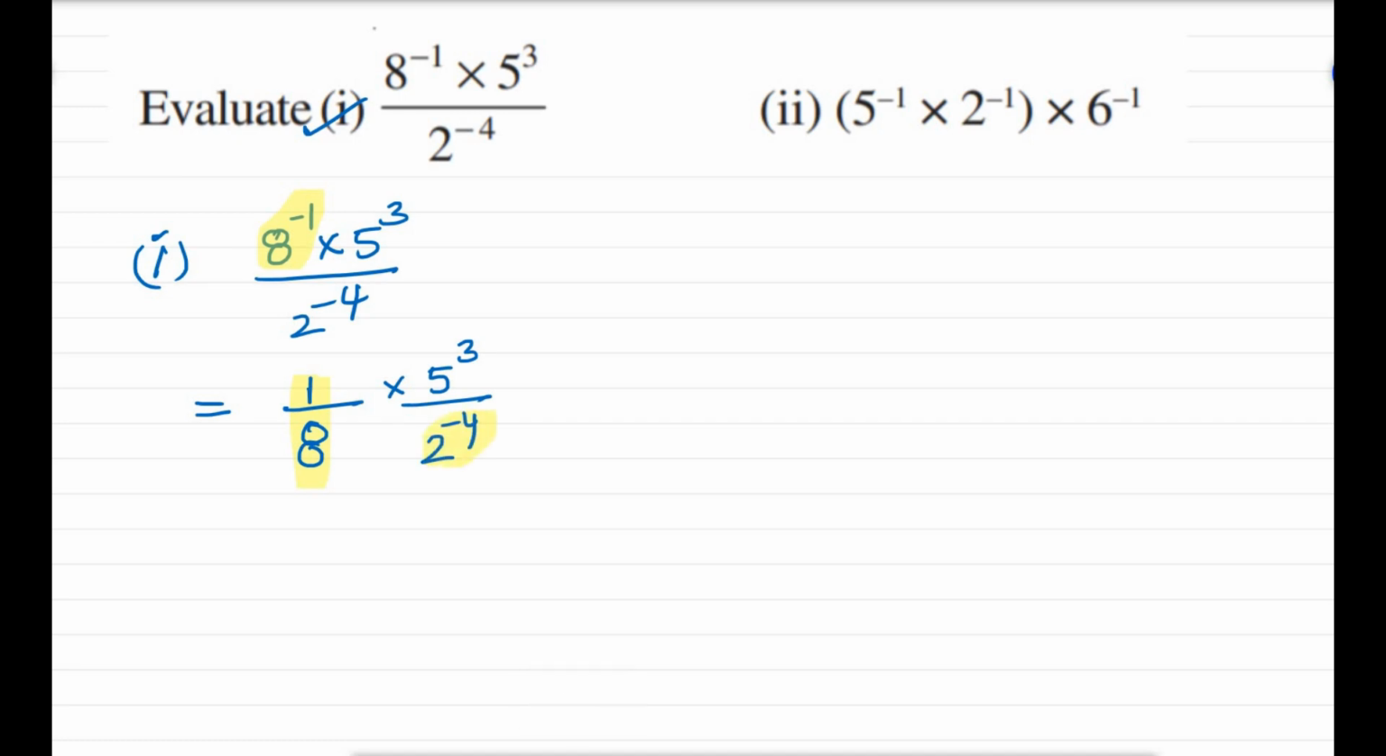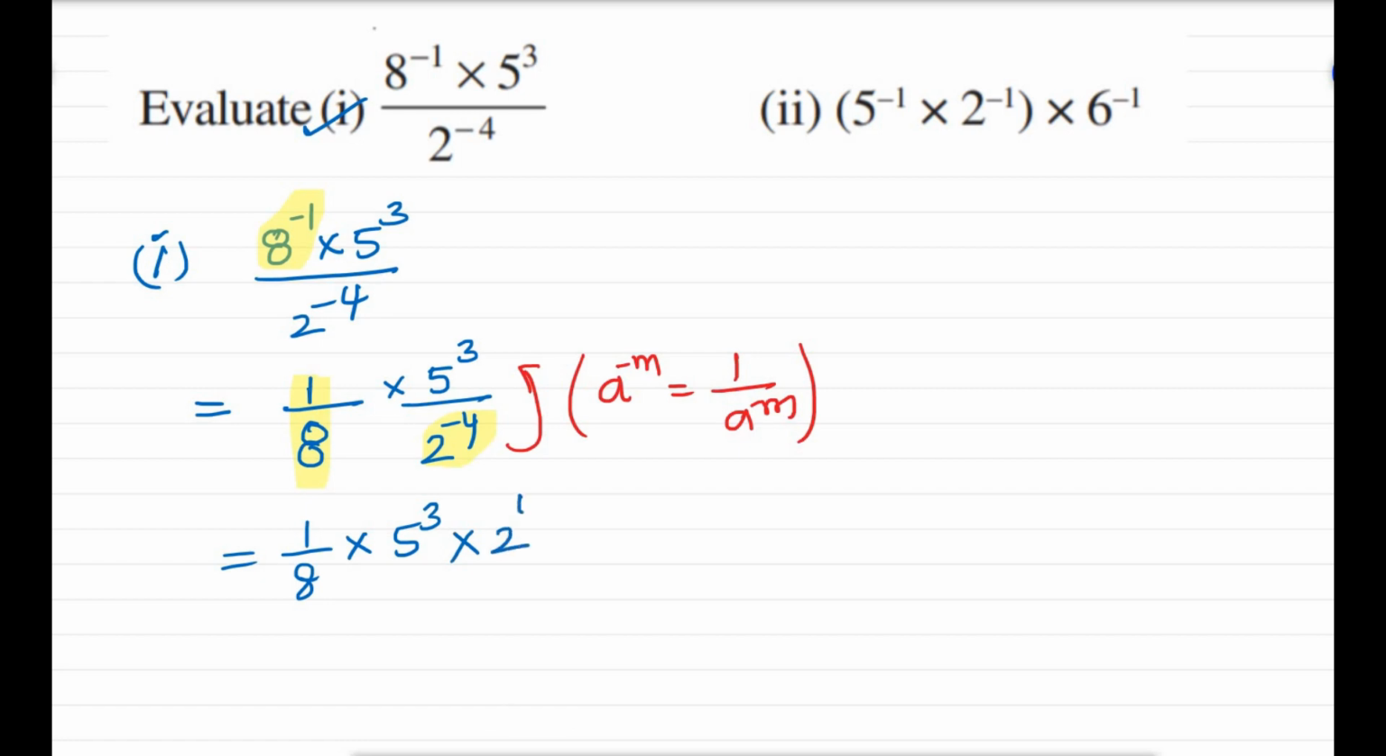2 to the power of minus 4 can be written using the rule a to the power of minus m is equal to 1 by a to the power of m. If I use the same rule here, this will go to the numerator. So 1 by 8 into 5 power 3 remains the same, into 2 power minus 4 can be written as 2 to the power of 4. It comes to the numerator. Now let us solve this.